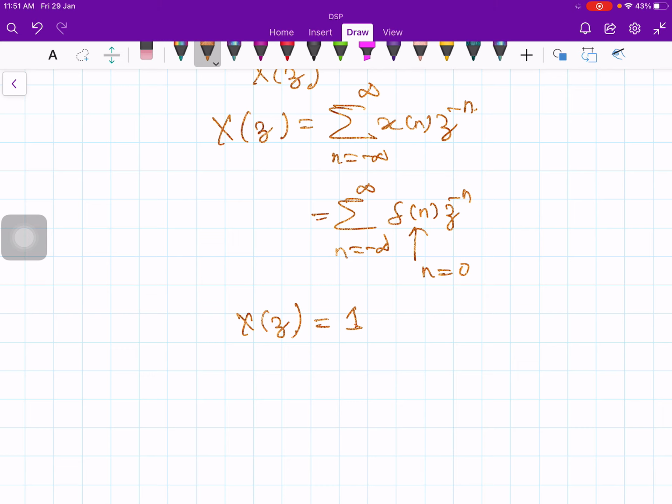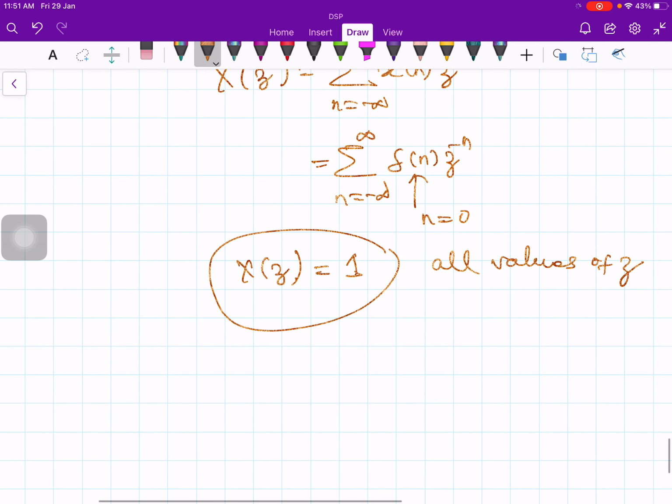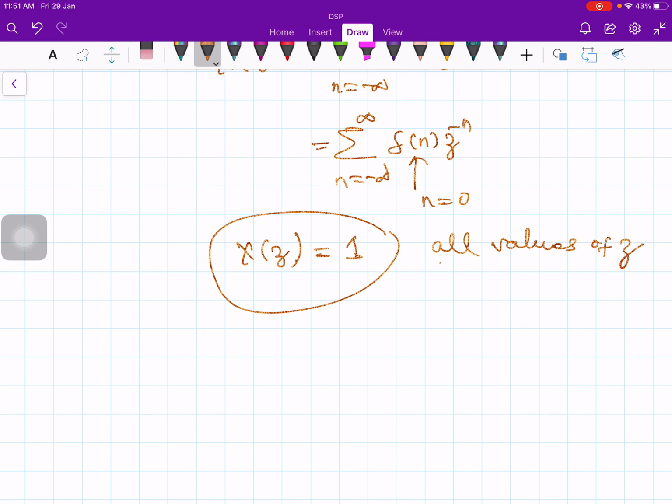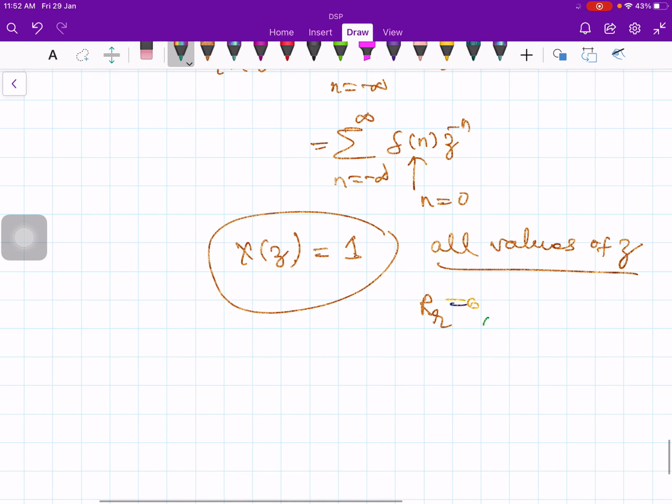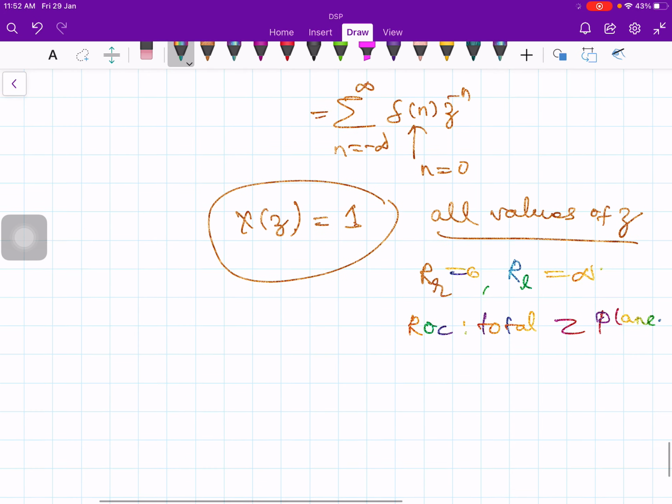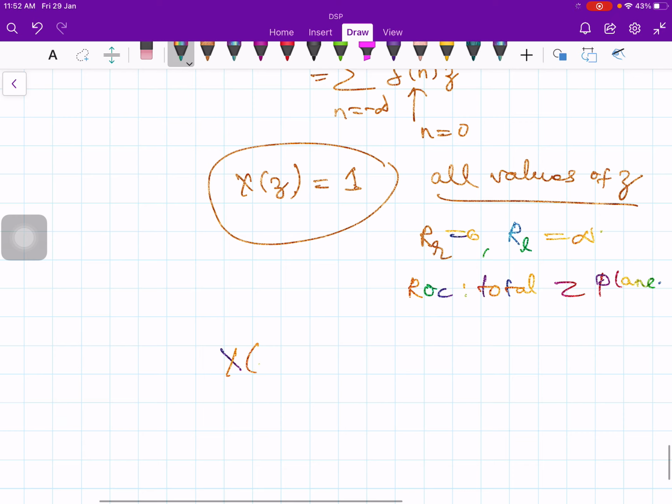In other words, the Z transform of del of n exists at all values of z. It is independent of z. In other words, all values of z means what? R suffix R is 0. I can't say tends to, it is 0. And r suffix L is infinity. Therefore, the ROC is the total z plane. So X of z is equal to 1 for all z.